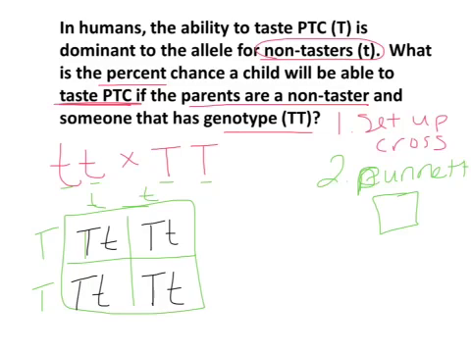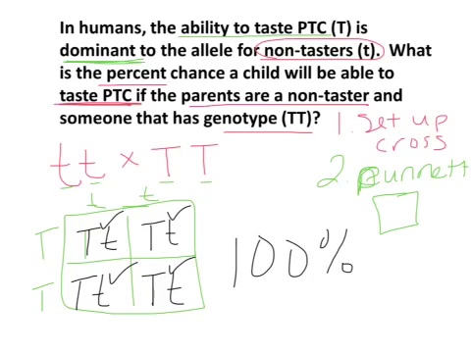Well, my question wants to know my percent chance of a child that can taste it. And my ability to taste is dominant. Well, every single one of these, that one can taste, that one can taste, that one can taste, that one can taste. 100% chance that there will be a taster, because it's dominant and all it needs is one dominant allele.